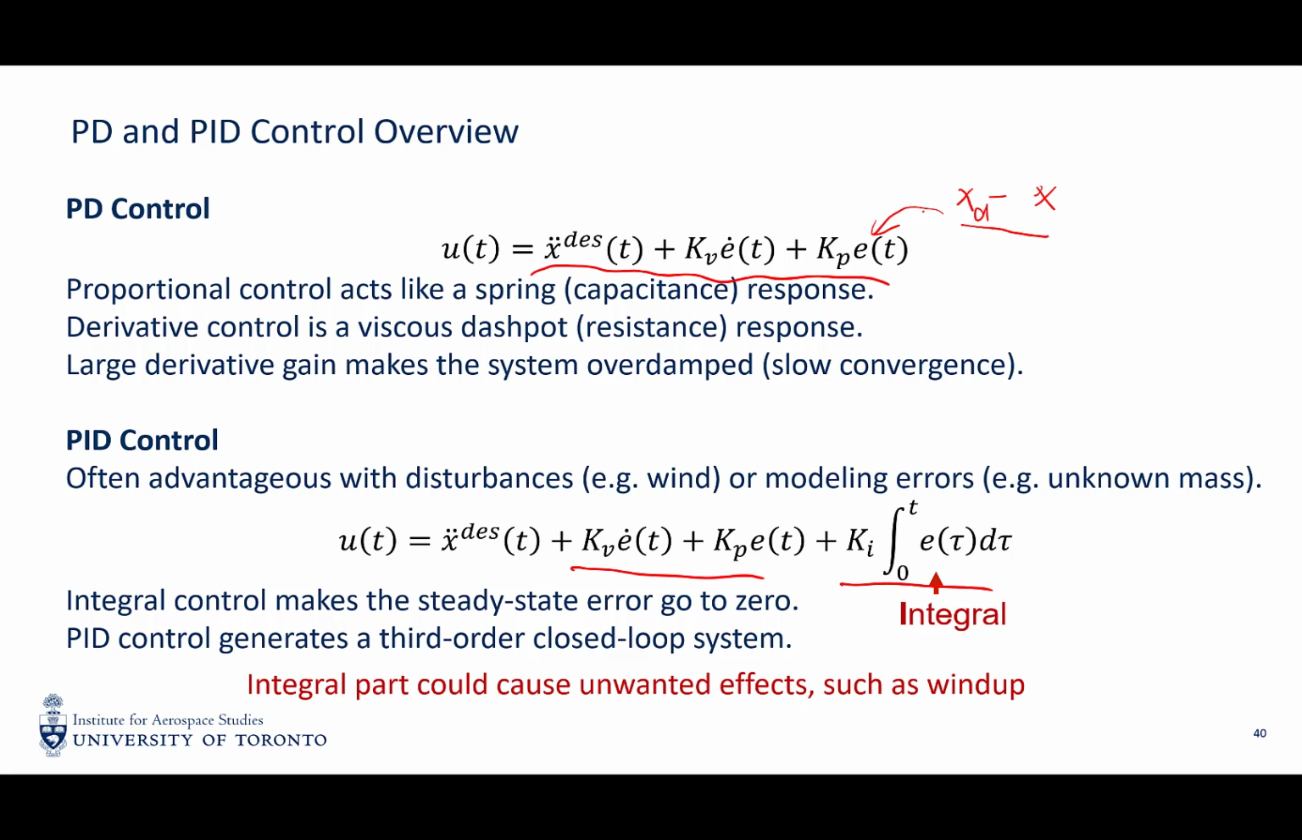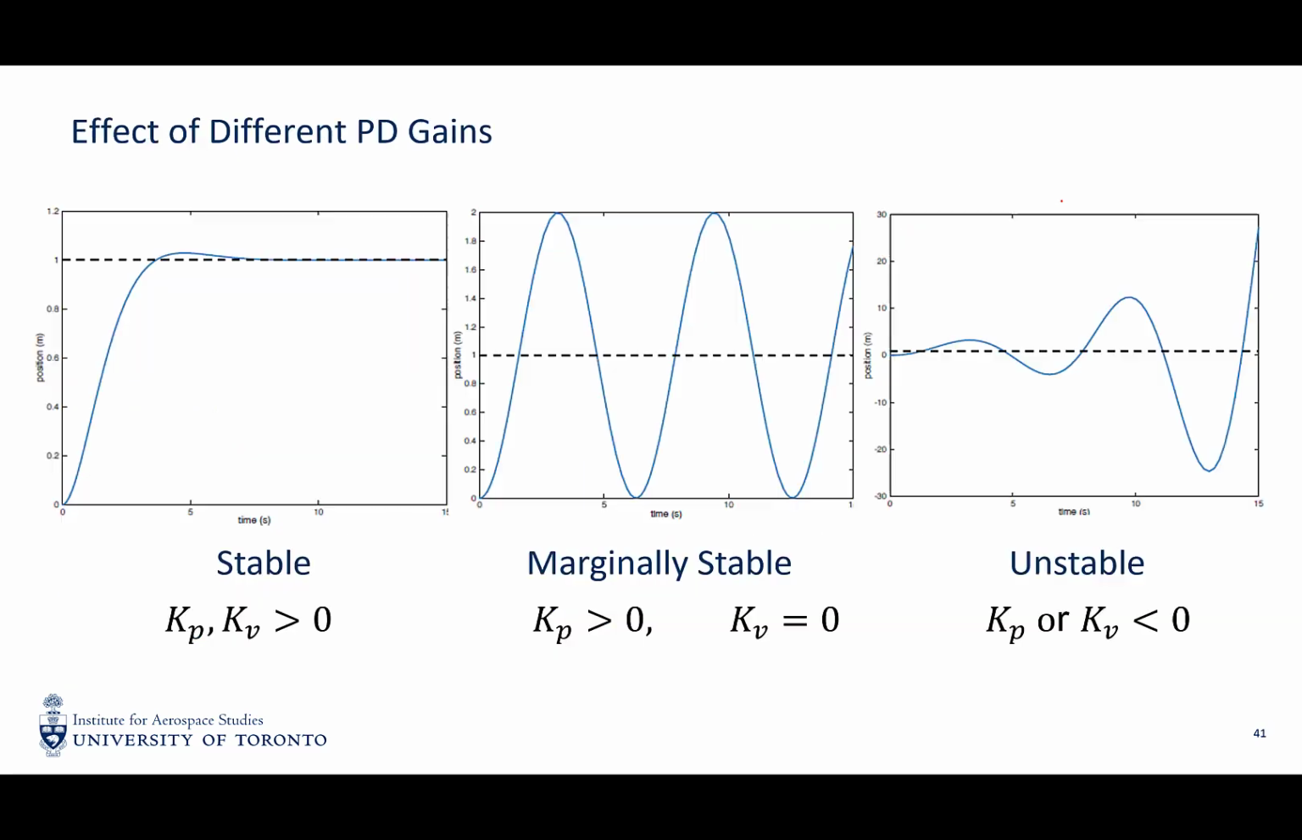Sometimes when you read other papers, there are different definitions of error. Some people use x minus xd rather than xd minus x. In this case, you need negative gains to stabilize, right? Because the E is negative. And if there's no damping term, you'll get marginal stability, because you just keep oscillating around the desired path. If Kp and Kv are both negative, it becomes unstable.